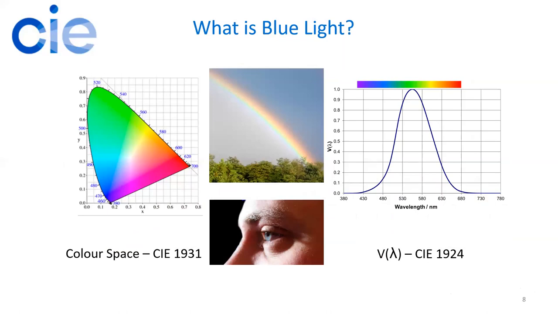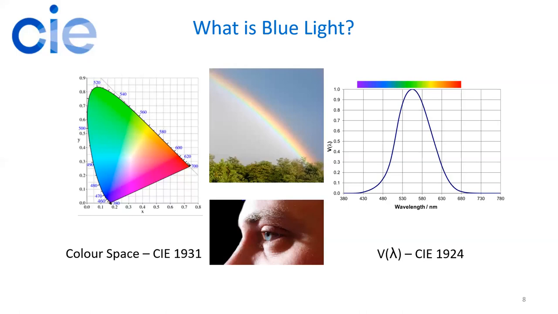A more challenging question is, what is blue light? We're talking about the blue light hazard, but we really need to define what we mean by blue light. There isn't a strict definition of blue light other than light that looks blue. When we look at the sky, we see blue light, and even on that rainbow, the light above is bluer than the light below it. If you go out on any day, what we perceive as blue can vary considerably.